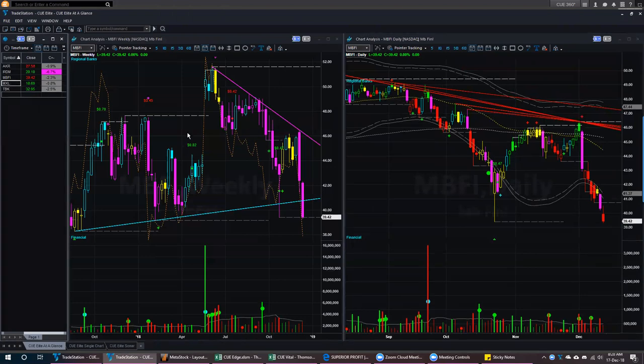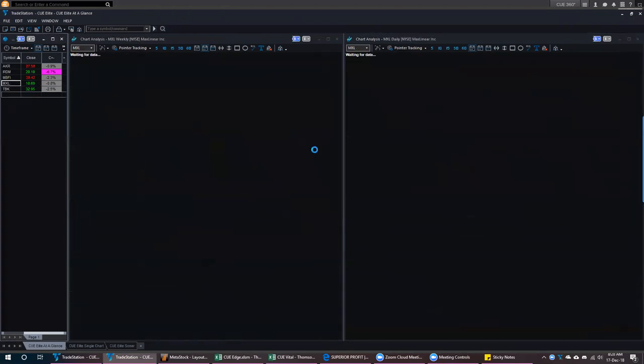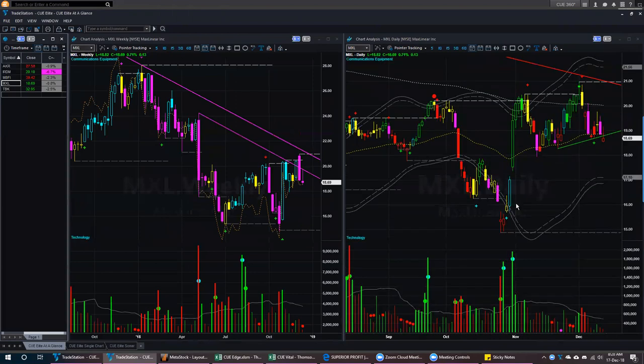Next stock, MXL. This looks more interesting. In the weekly, last week's candle was bearish shape and color. That is 2 weeks ago. And previous week also, it was bearish shape and color. In the daily, it created a false upside breakout here, came down, tried to recover, and last week fell down again on Thursday and Friday.